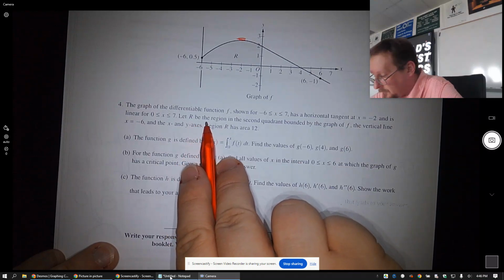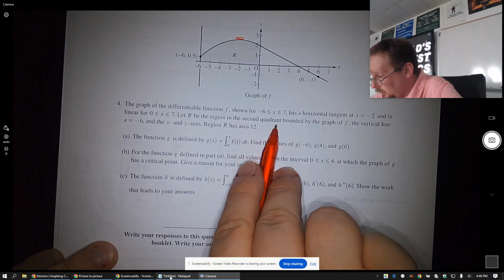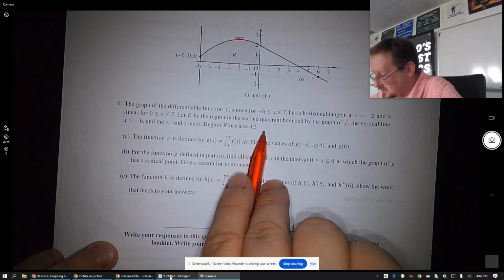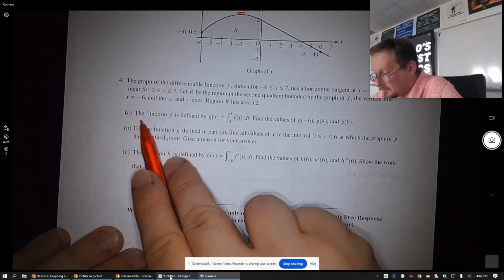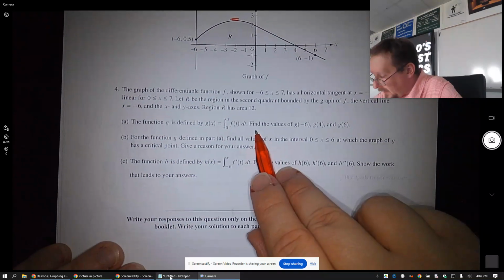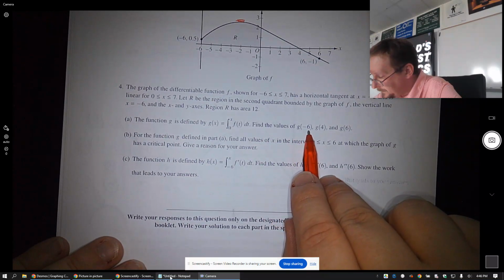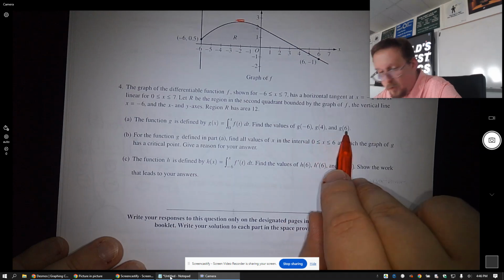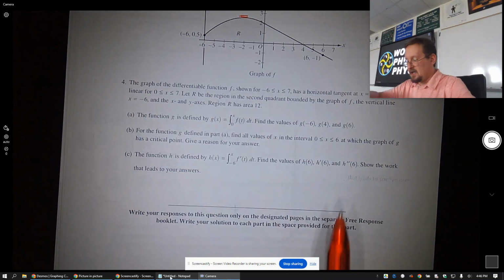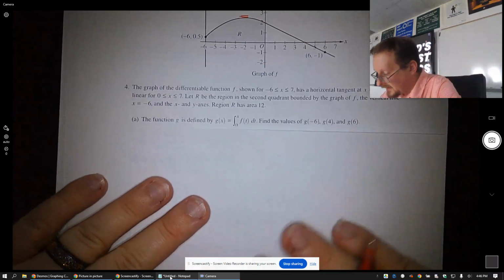Let R be the region in the second quadrant bounded by the graph of f, the vertical line, and the x and y axes. Region R has an area of 12. The function g is defined as this. Find the values of g at -6, g at 4, and g at 6. Okay, these are problems I have to actually think about. I'm just going to tell you right now. I don't mind telling you.